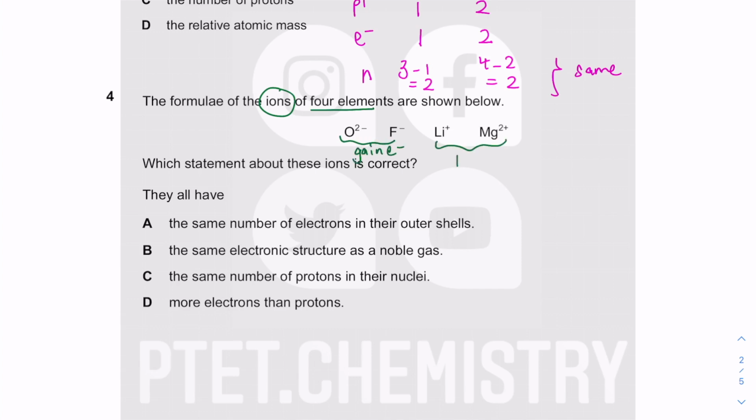The atom has lost electrons. So the atoms gain electrons. The atoms lose electrons, so you have more protons than electrons. That's why you have a positive charge. When atoms gain electrons, you have more electrons than protons. That's why you have a negative charge.